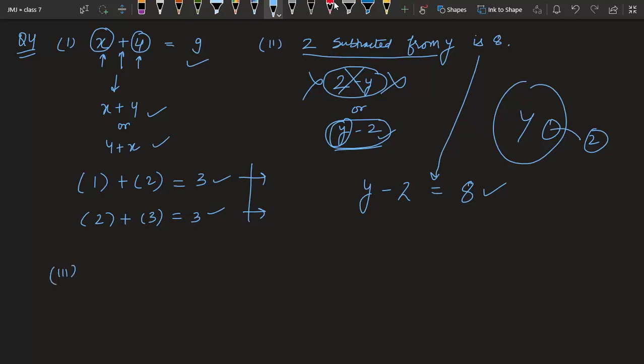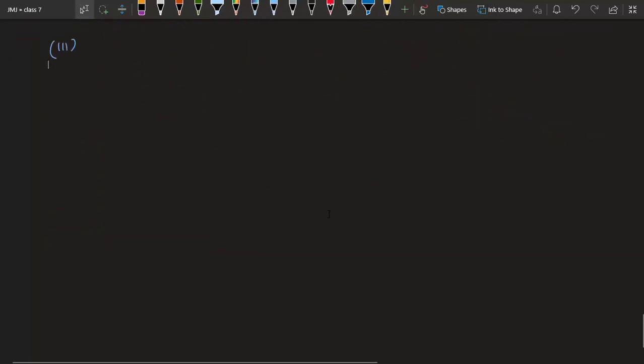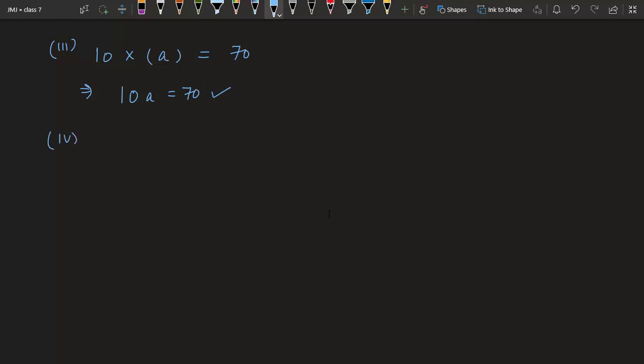Now let's take the next part, the third part. It is saying 10 times a is 70. So 10 times a means 10 multiplied by a will give you 70. Very simple equation. If you solve it, it becomes 10a is equal to 70. Simple.